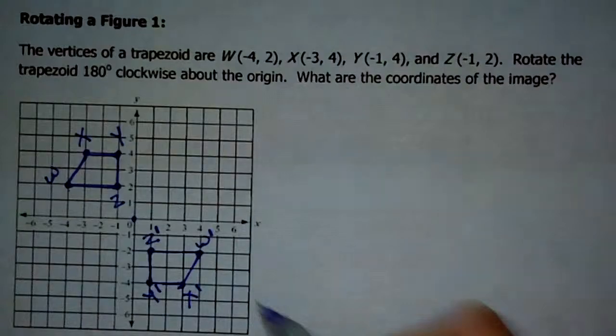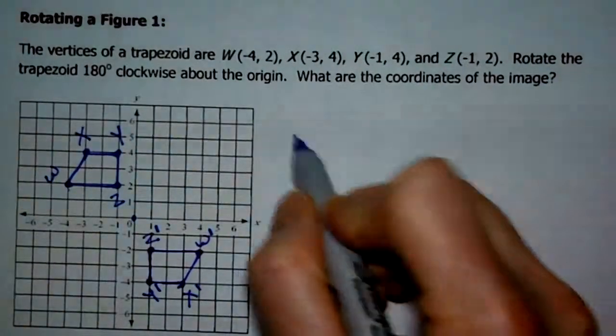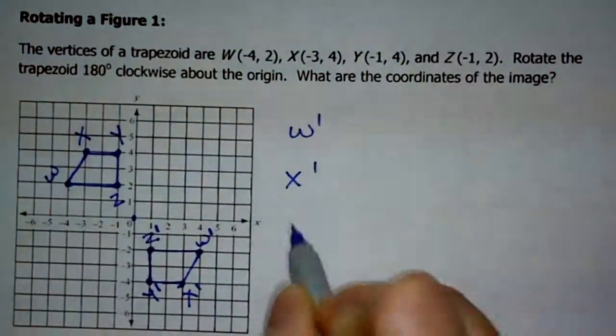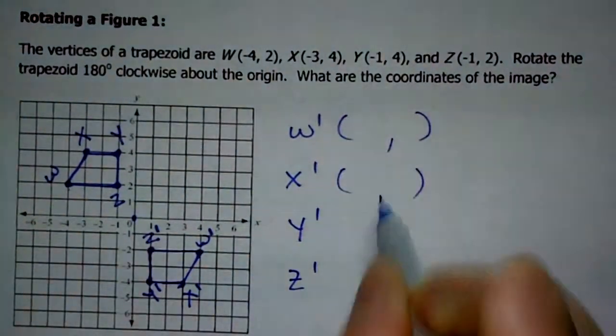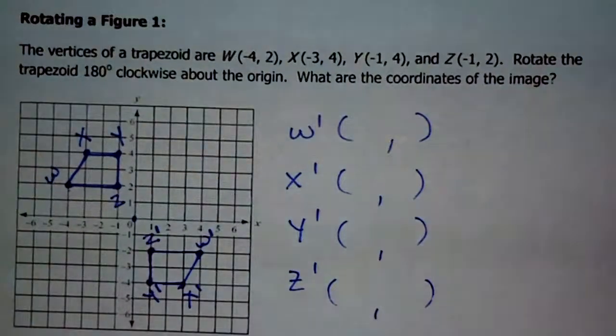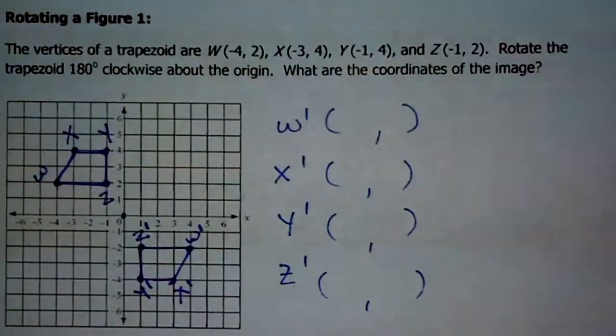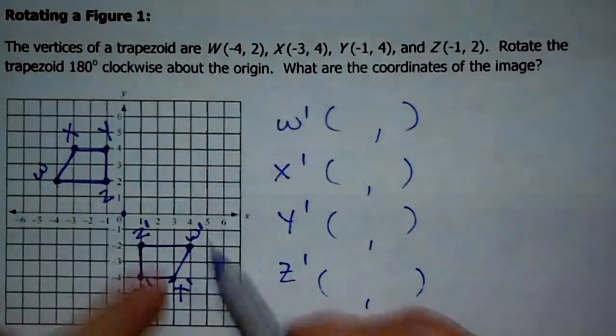We need to now list the coordinates of the image. So we have W, X, Y, and Z. We're going to list those ordered pairs, and we'll move on to one more, and then we can be done. I know, almost done with the whole unit. So exciting. Okay, here is W.